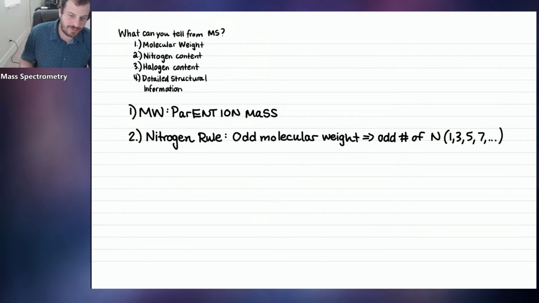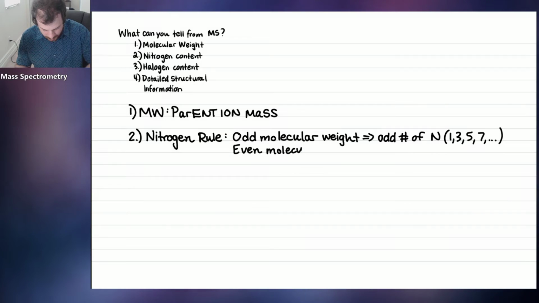Now, usually you don't have a molecule with 7 nitrogens, but if you have an odd molecular weight, that might mean you have a nitrogen in your molecule. On the other hand, if you have an even molecular weight, the nitrogen rule says that you will have an even number of nitrogens or no nitrogens at all.